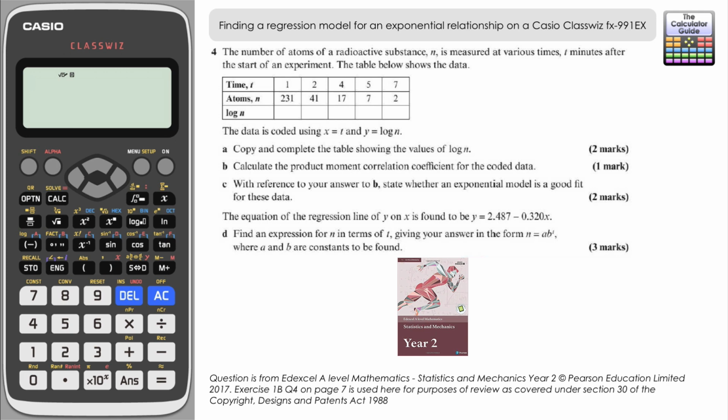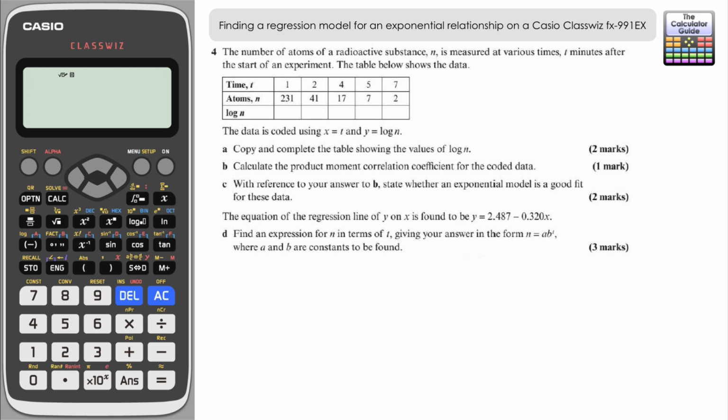Let's take a look at the question. The number of atoms of a radioactive substance, N, is measured at times t minutes after the start of an experiment. We have the table below which shows the data. We've got time t, atoms n, and space to fill in the log of n. This is because we're going to code this data, and it gives us information about the code: the data is coded using x equals t and y equals log n.